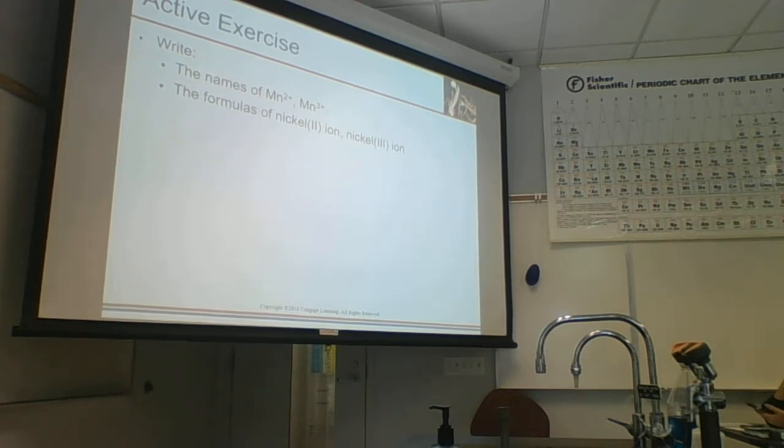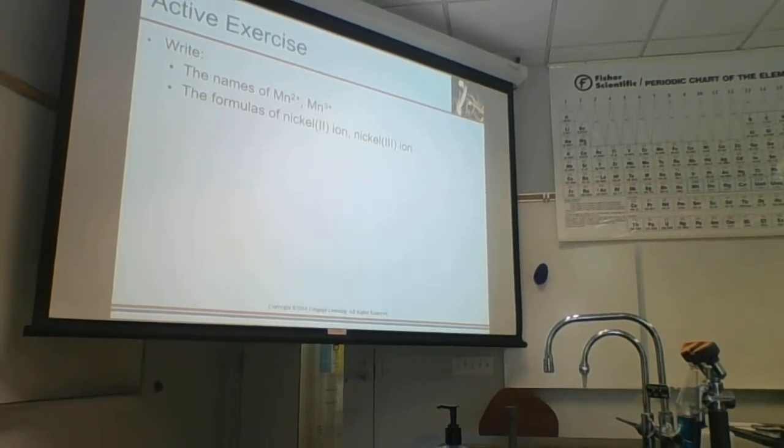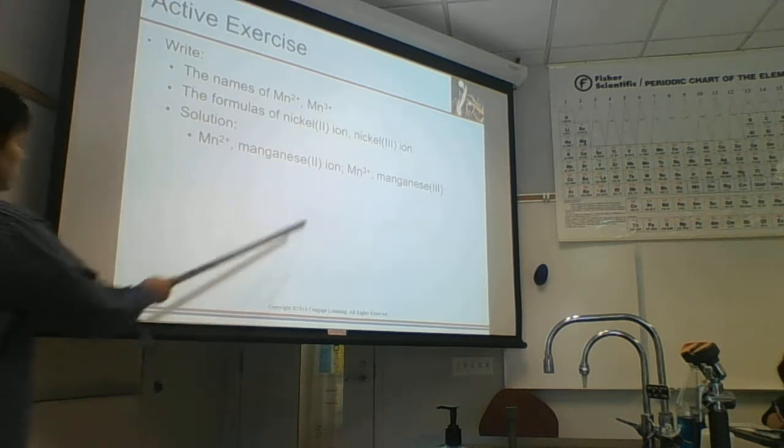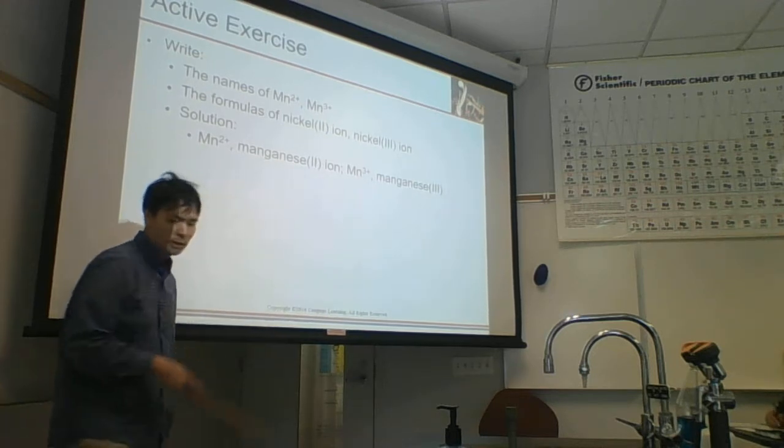All right, what's the name of Mn2+ and Mn3+? Well, what's the name of Mn? Is that magnesium or manganese? That's manganese. Is it variable charge or fixed charge? Variable. So if it's variable charge, we need a Roman numeral. If it's fixed charge, we don't need a Roman numeral. And since it's variable, we've got to call the first one manganese, Roman numeral 2. The second one would be called manganese 3. So manganese 2, manganese 3. First one manganese 2 ion, second one manganese 3. Again, this ion's redundant because if we have a Roman numeral, it's got to be an ion.